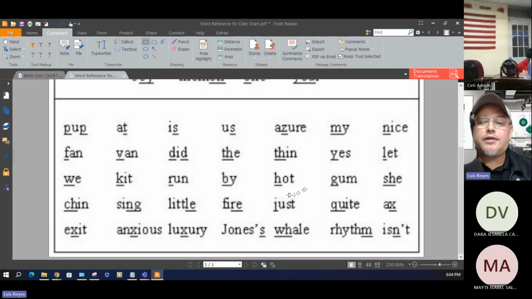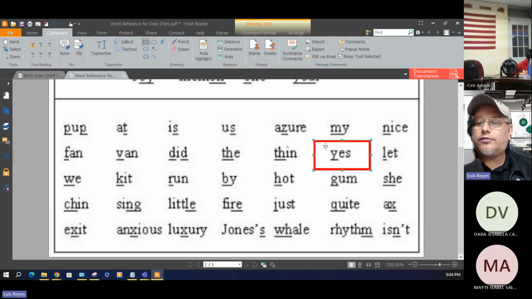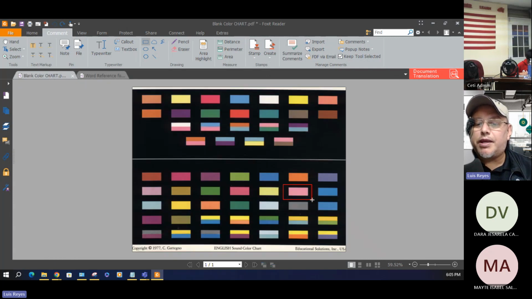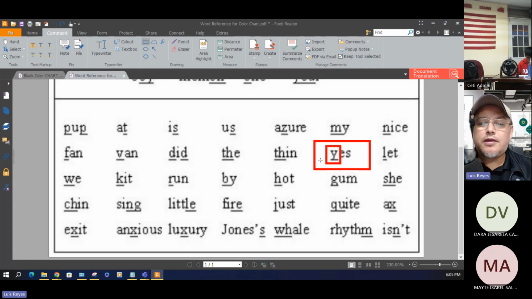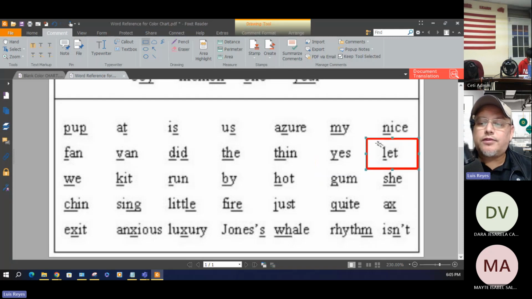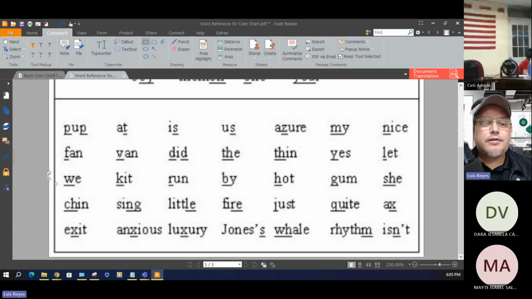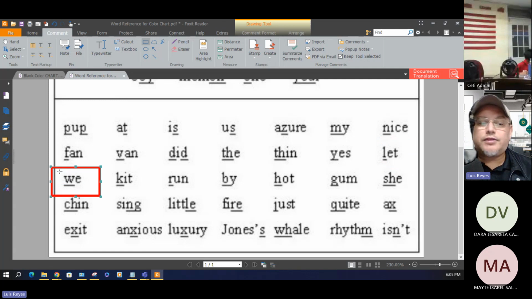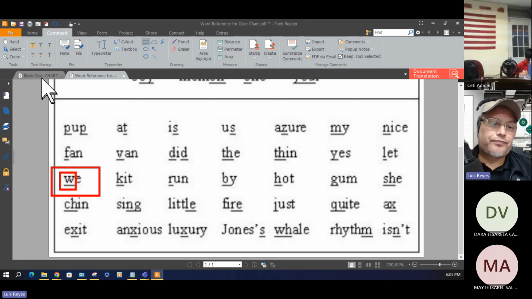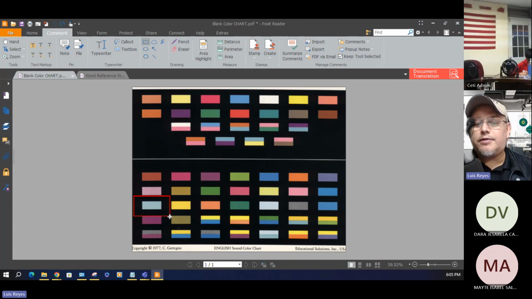Then we have the word yes with the sound y. And that is the same sound we have right here in pink, y. And then we have the word let, with the sound l. And that is the same sound we have here in blue, l. Then we have the word we, with the sound w. And that is the same sound we have in the same position here, w.